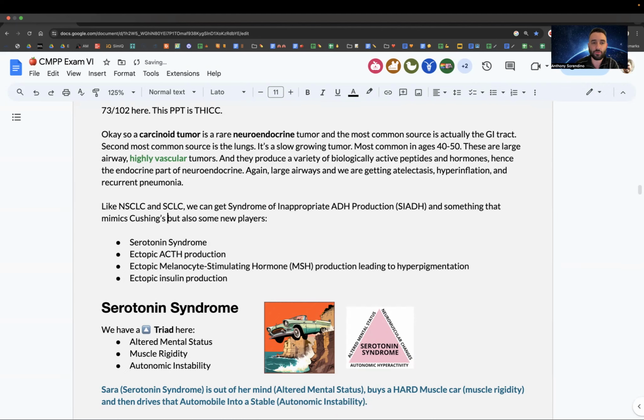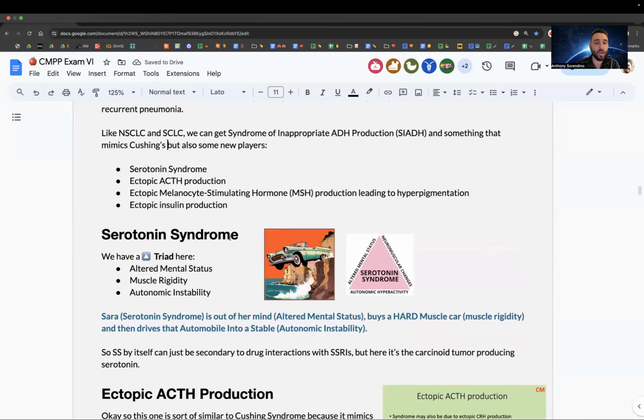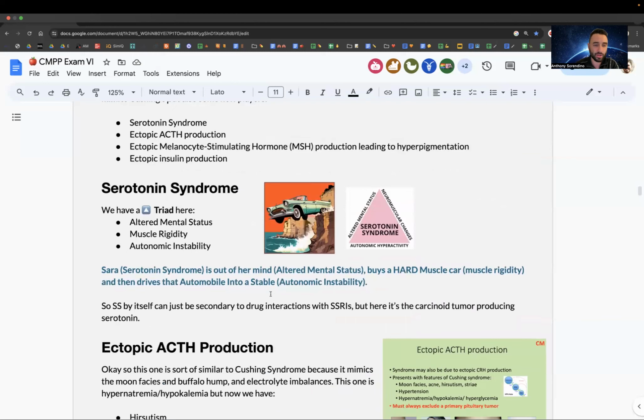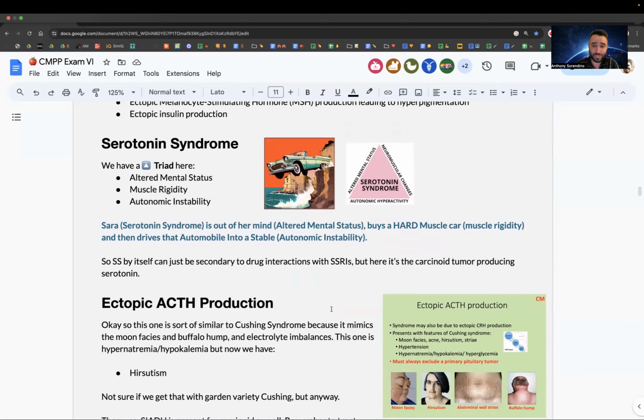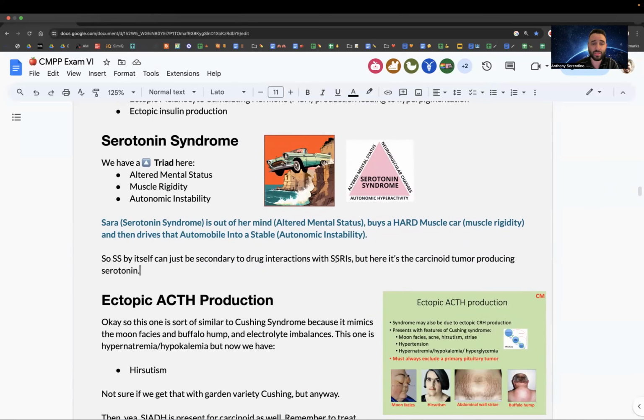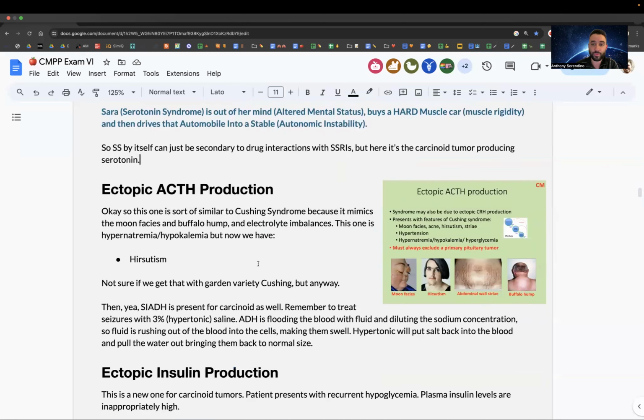So again, the ones that involved hormones with the paraneoplastic. We have a new thing here. This is serotonin syndrome, and there's a triad. So serotonin, is out of her mind, altered mental status, buys a hard muscle car, muscle rigidity, and then drives that automobile into a stable. So autonomic instability, auto-instable. That is the triad for serotonin syndrome. It can just be a secondary drug interaction with SSRIs, but this is kind of like mimicking that because the tumor is producing serotonin. So there you go.